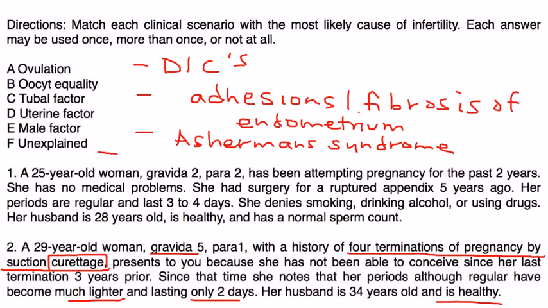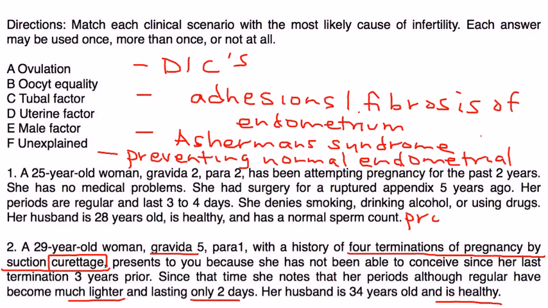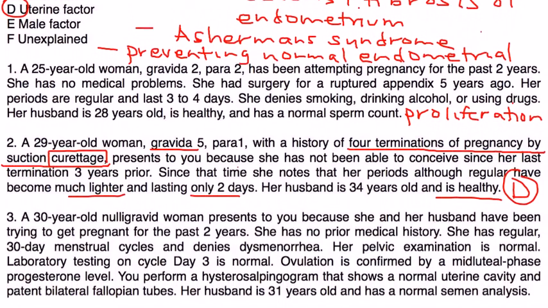And because of these adhesions and fibrosis of the endometrium, it's preventing the normal endometrial proliferation. And essentially it's also preventing a zygote from being able to implant properly into the lining of the uterus. So this is involving the uterus. So this would be uterine factor, so choice D. Next question.